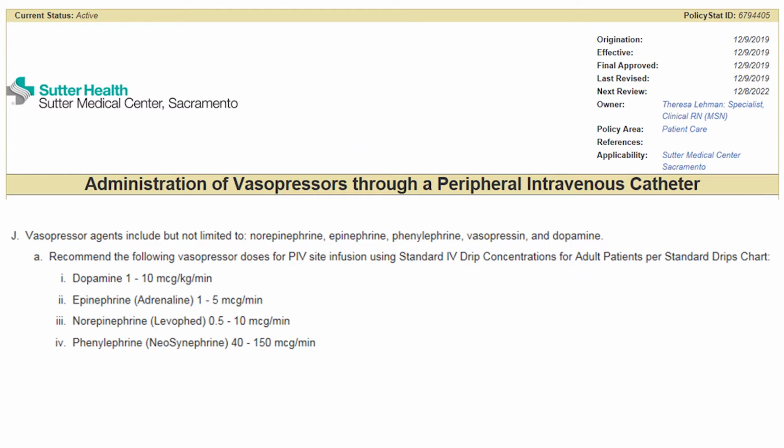At SMCS, we also have a policy that supports the use of peripheral IVs for low to mid-range vasopressor use for less than 24 hours. There are important monitoring and assessments that must happen if you are going to infuse vasopressors through a peripheral IV, but this is a great option if central access is not available or if it is only being used for mid to low dose vasopressors, for instance, to treat transient hypotension after intubation.